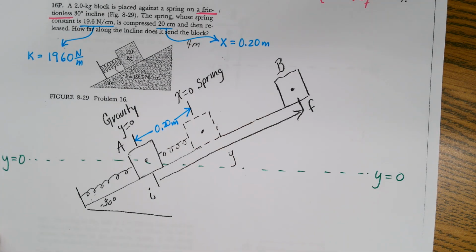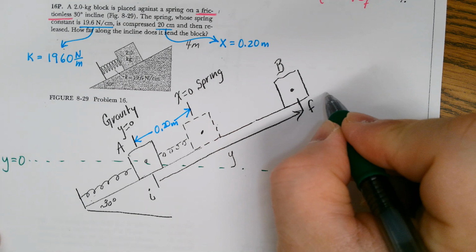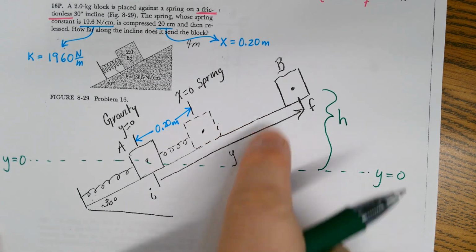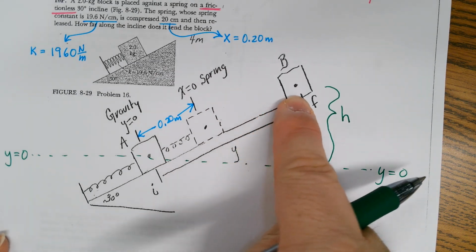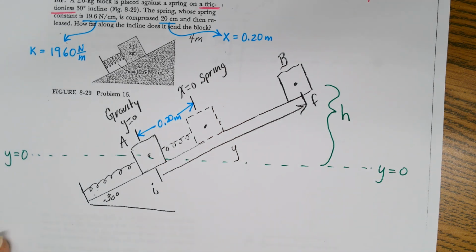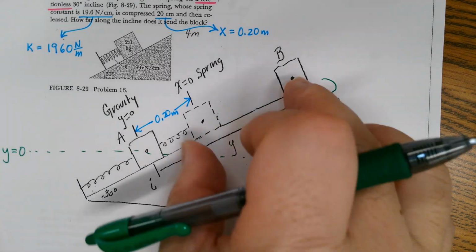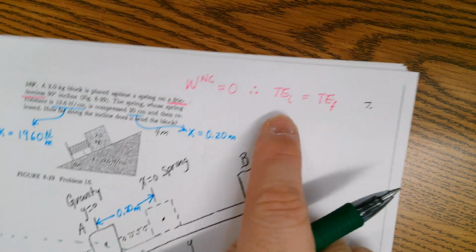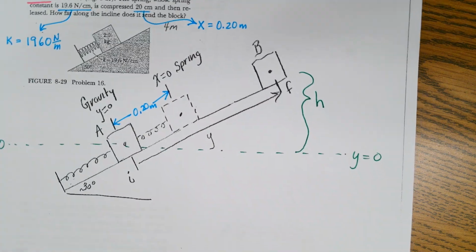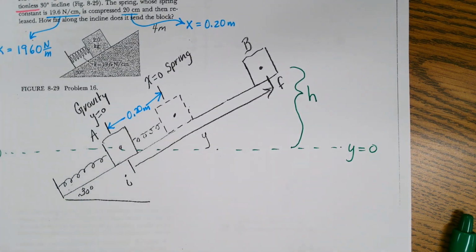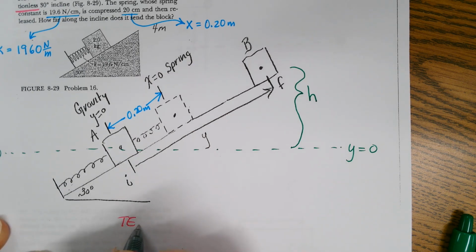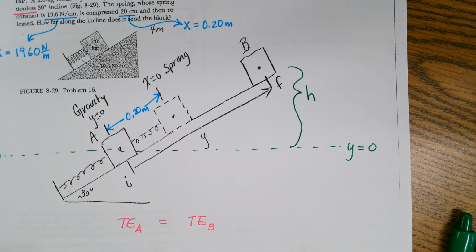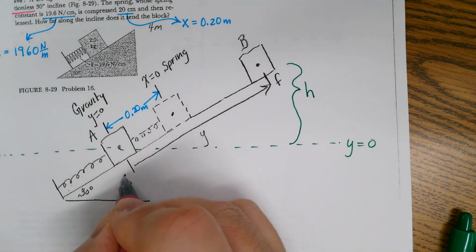Okay, this is the height that the block will gain once it's released. You don't have to worry about all this in between. Okay, so since we have established that total energy initial is equal to total energy final, we can say the total energy at A must equal the total energy at B. Okay, so initial, final.